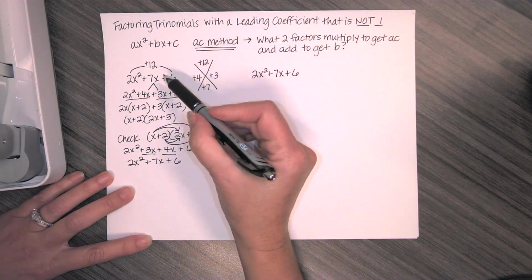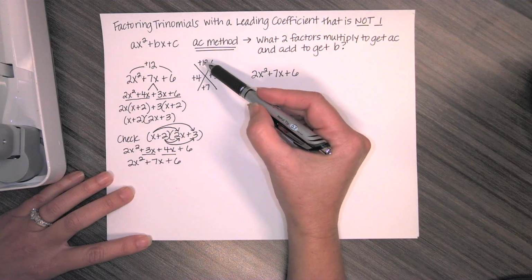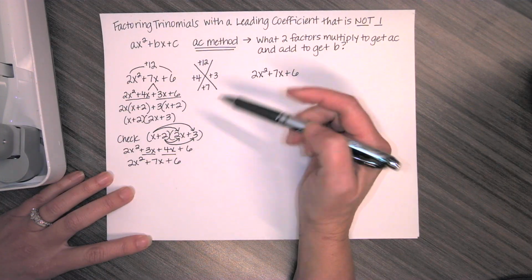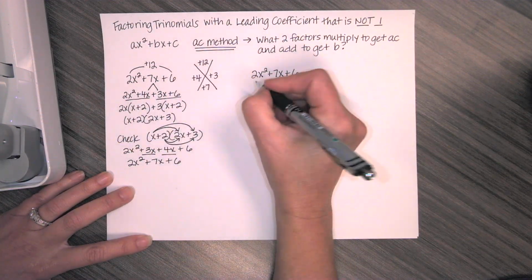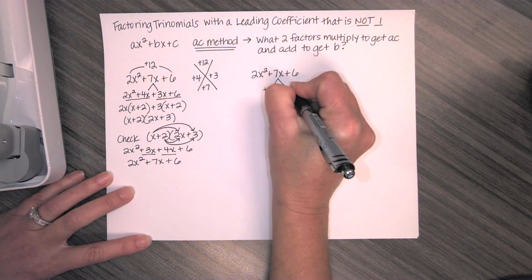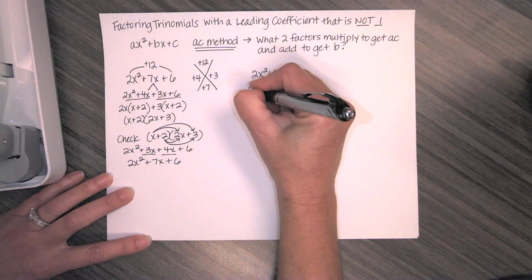So let's just say we started off the same. We're looking for factors of 12 that add to get 7. We find 4 and 3. But this person, instead of putting the 4 first, puts the 3 first. Positive 3x and positive 4x. Let's just see what happens. They're going to bring the first term down.